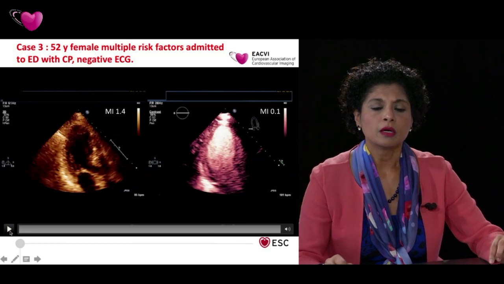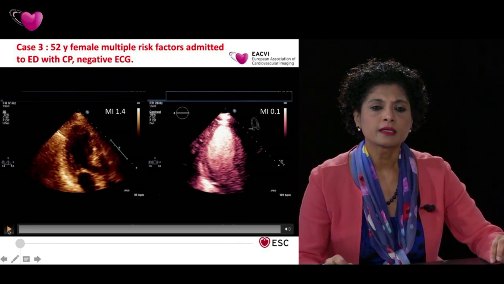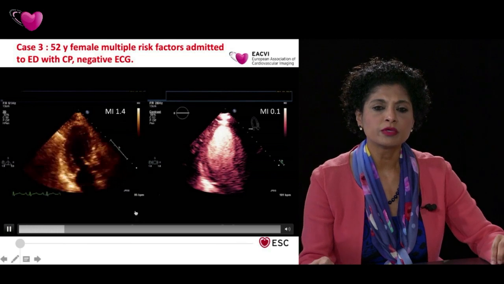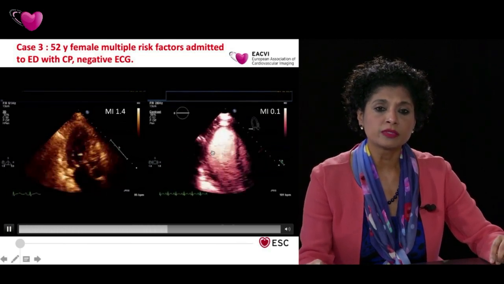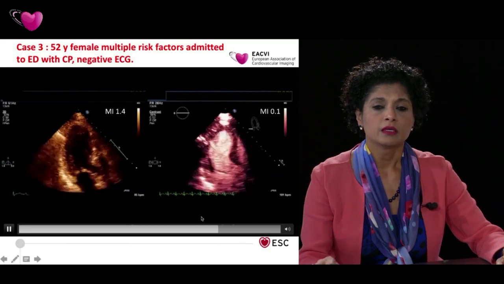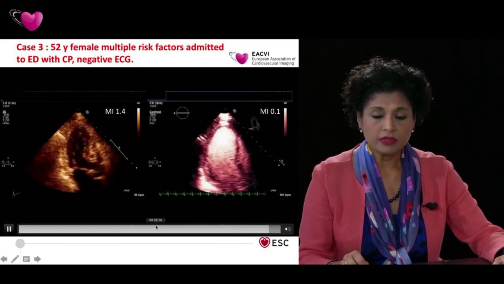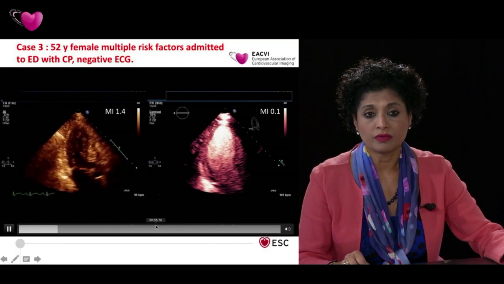Another case, a 52-year-old female, multiple risk factors, chest pain. If you look at the B-mode colorized image, you might think that the function is actually normal, but when you look at the contrast-enhanced image, there's an extensive wall motion abnormality, most pronounced in the mid-inferolateral region. Without contrast, this is something that we would clearly have missed.